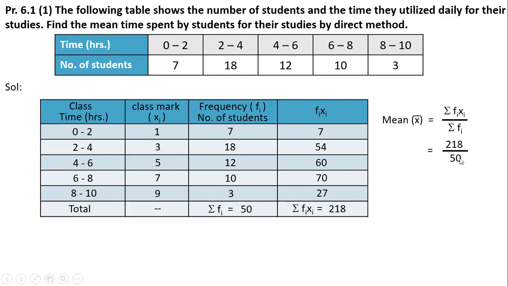So 50 twos are 100. So I'll multiply 218 also by 2. If I multiply the denominator by 2, I also have to multiply the numerator by 2. So multiplying 2 in both numerator and denominator, 218 multiplied by 2 is 436. 50 multiplied by 2 is 100. Now, is it compulsory converting it to 100?